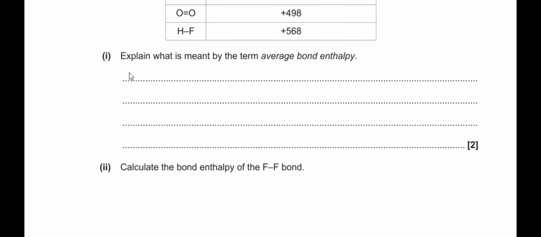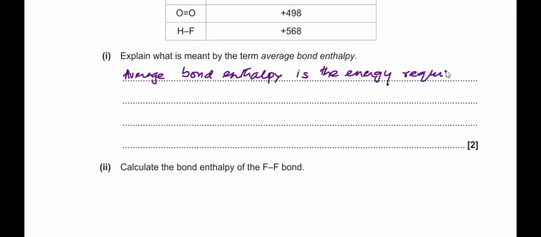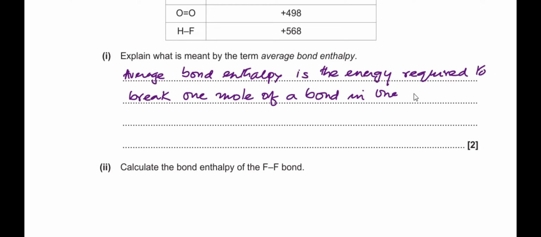So the definition goes like this. Average bond enthalpy is the energy required to break 1 mole of a bond in 1 mole of the gaseous molecules.